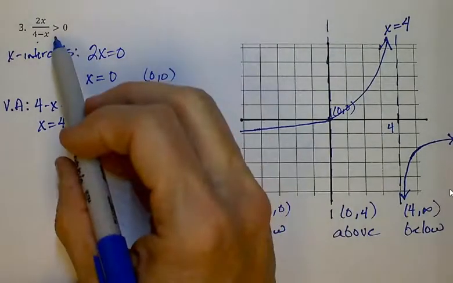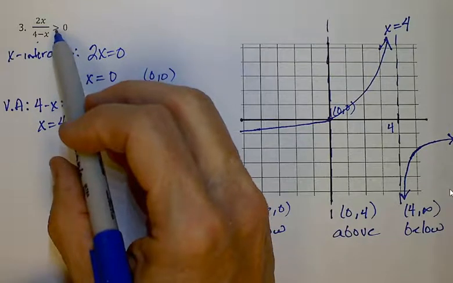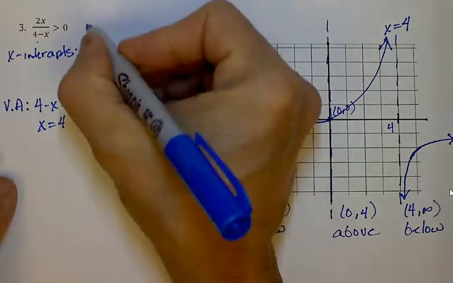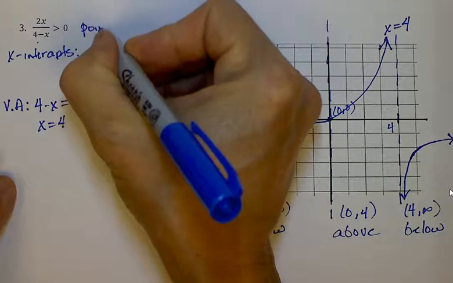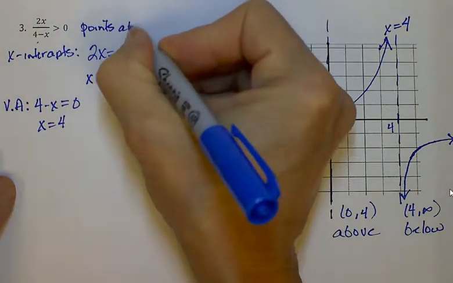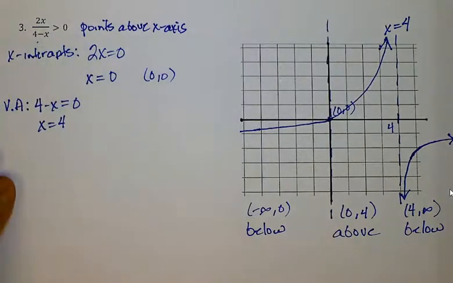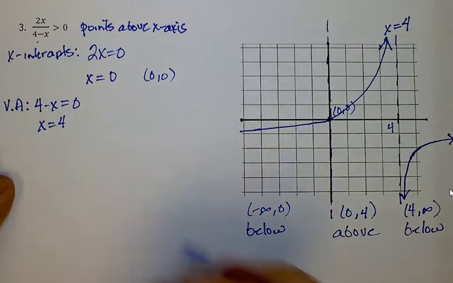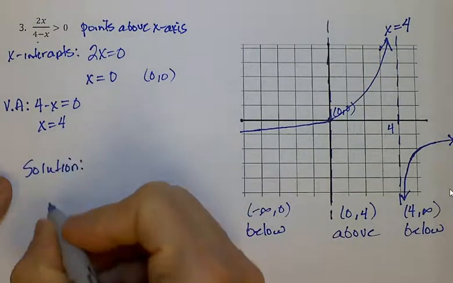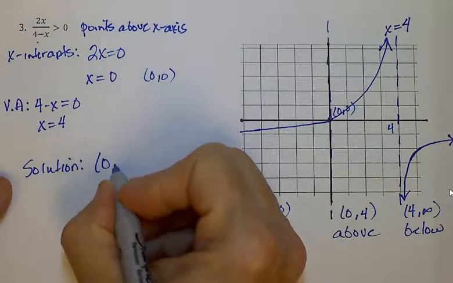Now, if I go back and look at the inequality I'm trying to solve, since this is a greater than 0, that means I'm looking for points above the x-axis. Since there's no equal sign in this one, I don't need to worry about my x-intercepts. I'm just picking out the intervals here where it's above the x-axis, and that's only this one. That means my solution is just the interval from 0 to 4.